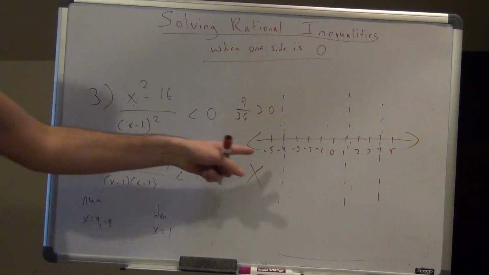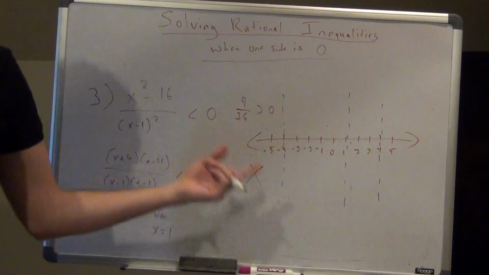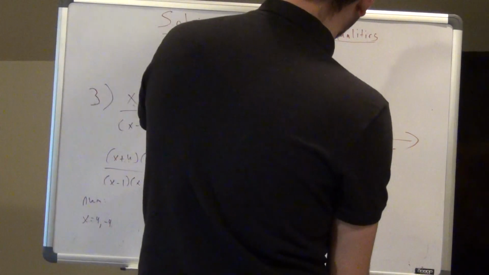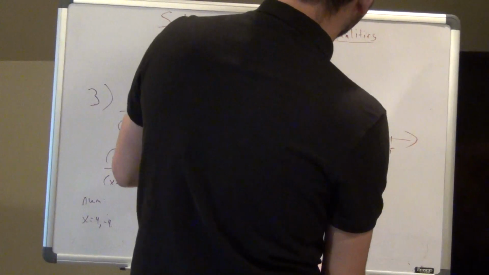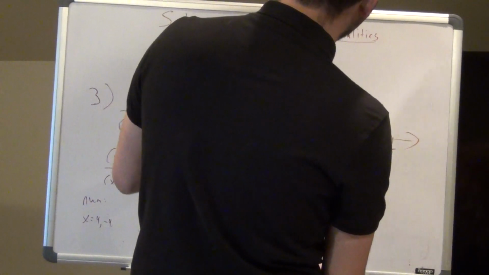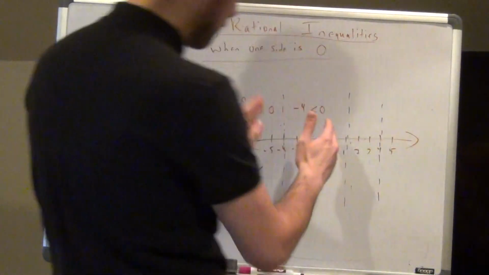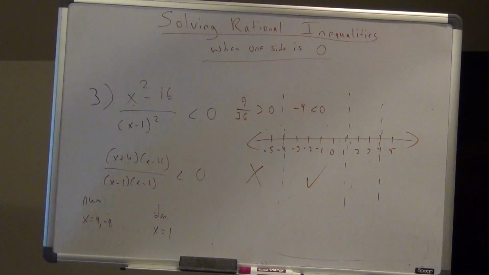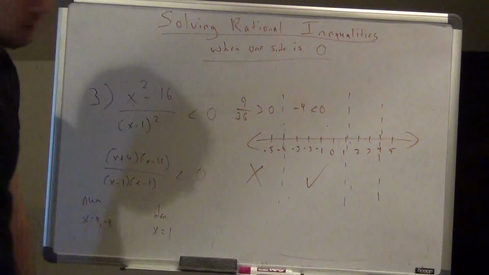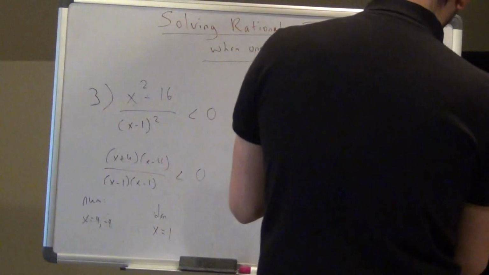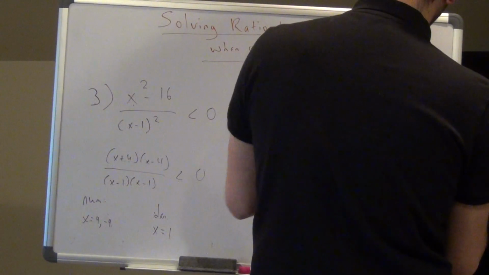Then I have between negative 4 and 1. Let's plug in 0. 0 is the easiest. If I do that, I get negative 4 over 1, so negative 4, which is less than 0. So from negative 4 to 1, that works. All right, now I have from 1 to 4, this little region. Let's plug in 2. If I plug in 2, I'm going to get negative 12, which is less than 0.